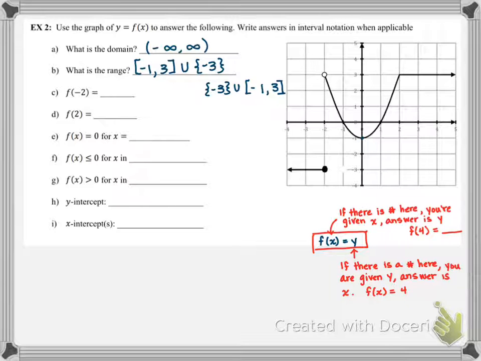Okay, so let's do some evaluating. What is f of negative 2? So we are given the x, right? Coming back down here, the number is inside the parentheses. So this tells me that x equals negative 2. What's the y value that corresponds to an x value of negative 2? Which point exists? The one up above or the one down below? The one below, right? This is the point that exists. And so f of negative 2 is negative 3.